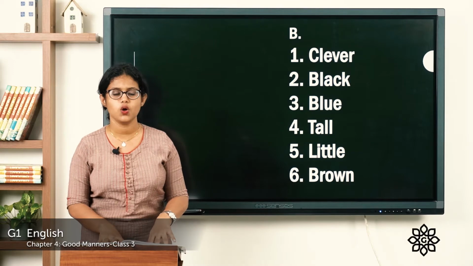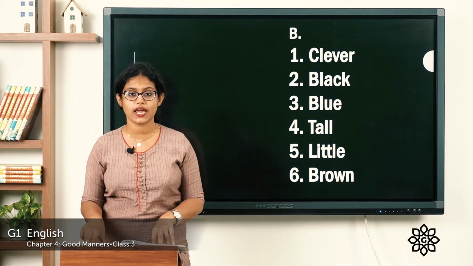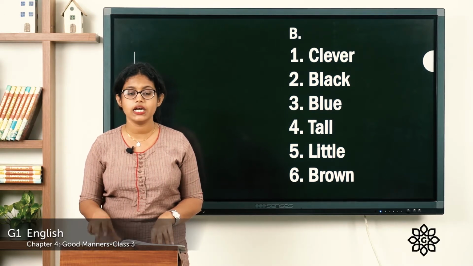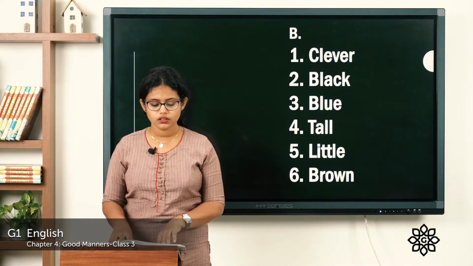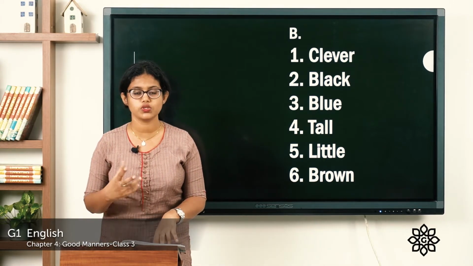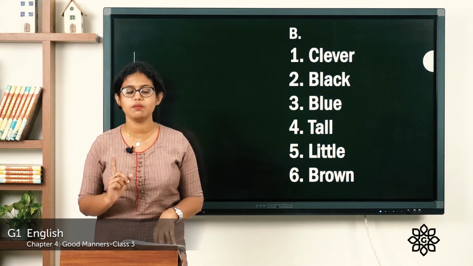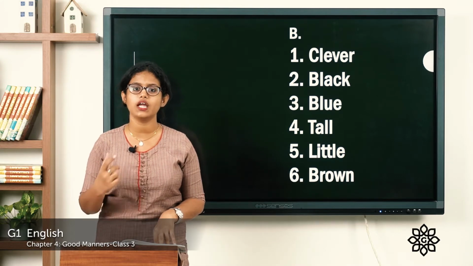So second one, which is the describing word in the second sentence? The black cat ran away. So the describing word here is black. So the word black describes the color of the cat. Third one, the blue bird is on the tree. So which is the describing word here? The describing word here is blue. And the naming word here is bird. The blue describes the color of the bird.